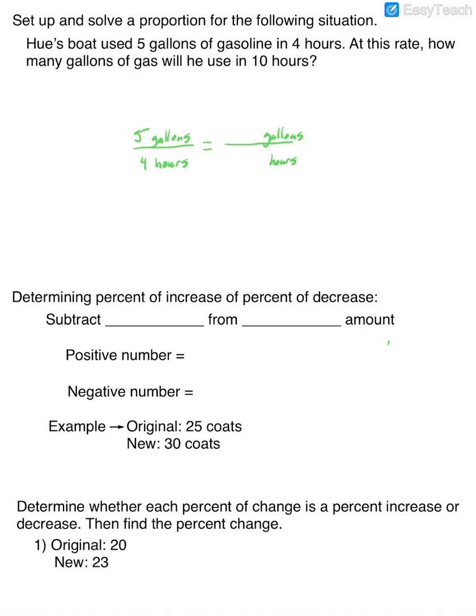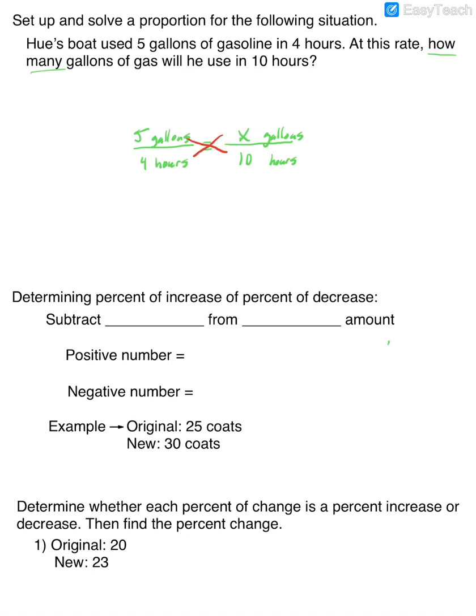It says at this rate, how many gallons of gas will he use in 10 hours? So you don't know how many gallons of gas. Because you don't know, and they're asking how many, that lends itself to be a variable. But then it wants to know how many in 10 hours. You know that number, so you would put that in. So there's your proportion.